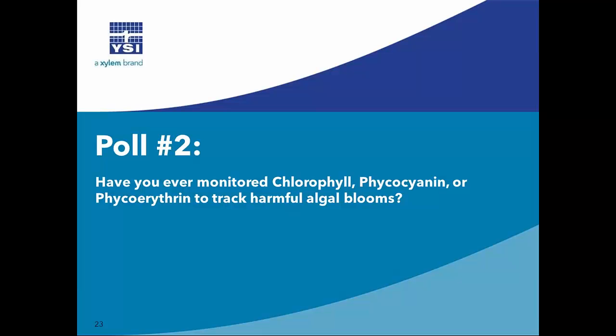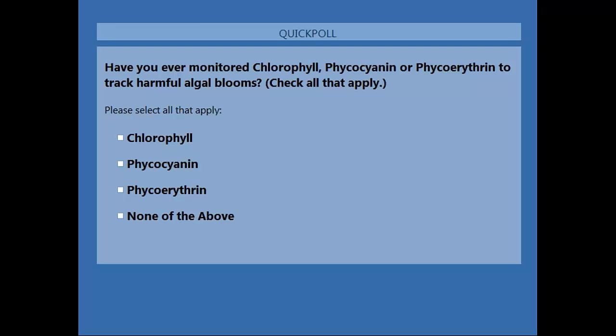So now that we've talked about some of the parameters that we can monitor to track a harmful algal bloom, we want to get some input from the audience. Are you guys monitoring any of these pigments currently? So give me 1 second and you'll see the poll. And it should be on your screen now. So select as many that apply for your organization. What are you monitoring right now? And it doesn't necessarily matter what the method would be, just the parameter type.